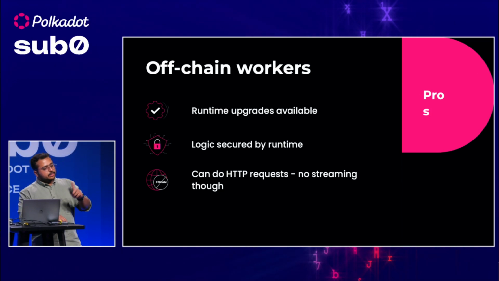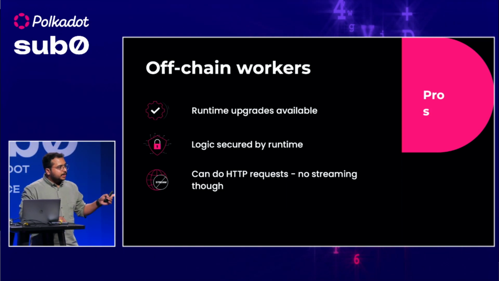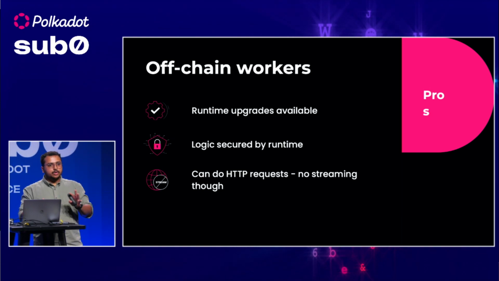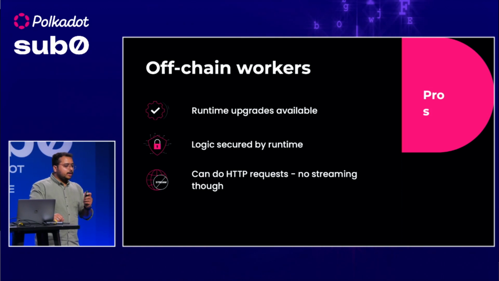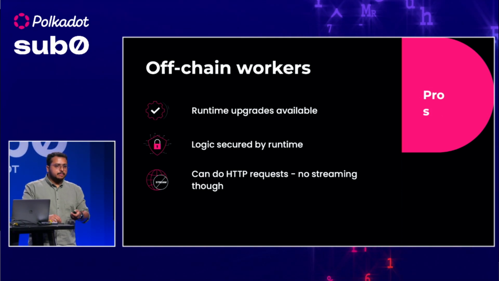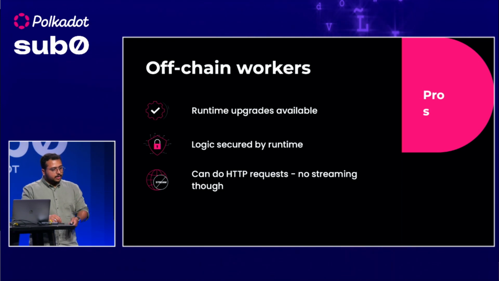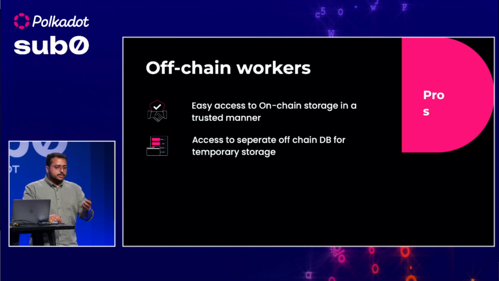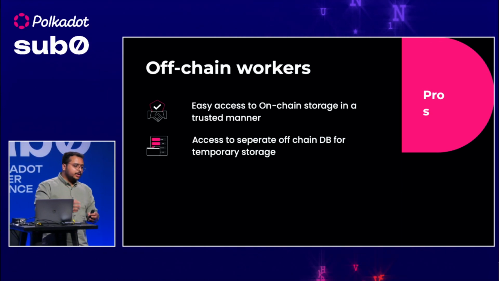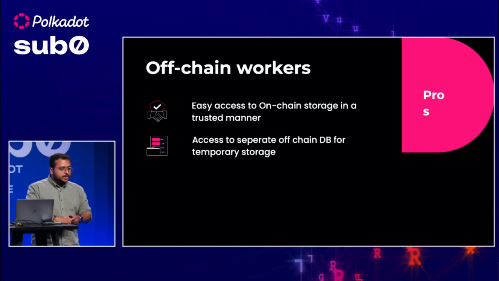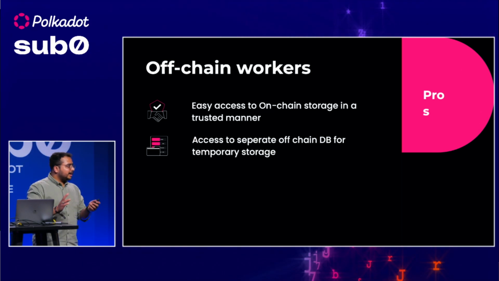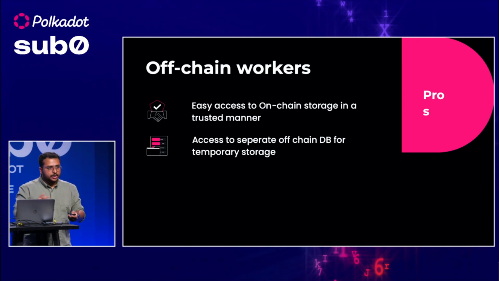So this is the comparison I want to draw here, because on the client side you can do streaming, you can do gossiping, you can do pretty much anything that you want to do with networking. But in an off-chain worker it's limited to HTTP requests, and you have access to randomness, the local randomness from the OS and all those things. Again, in a trustless manner, you can access the on-chain storage, and also you can access the off-chain DB, which is a temporary storage that you can use during the off-chain computations.